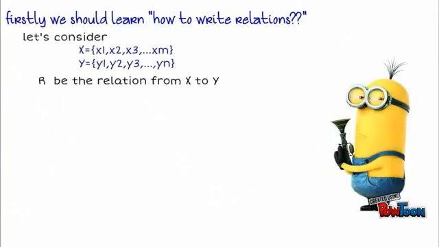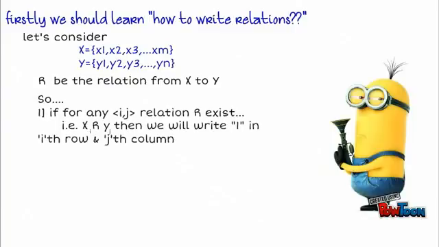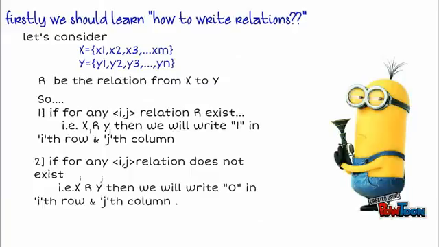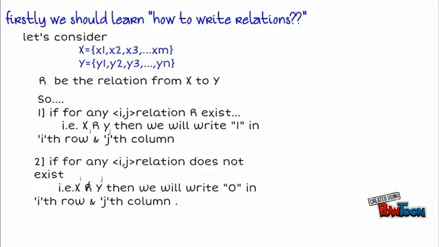Let's consider X and Y, where R be the relation from X to Y. So, if for any i, j the relation R exists, then we are going to write 1 in the ith row and jth column. Similarly, if the relation does not exist, then we are going to write 0 in the ith row and jth column. Here we write 1 where the relation exists, and we write 0 where the relation does not exist.